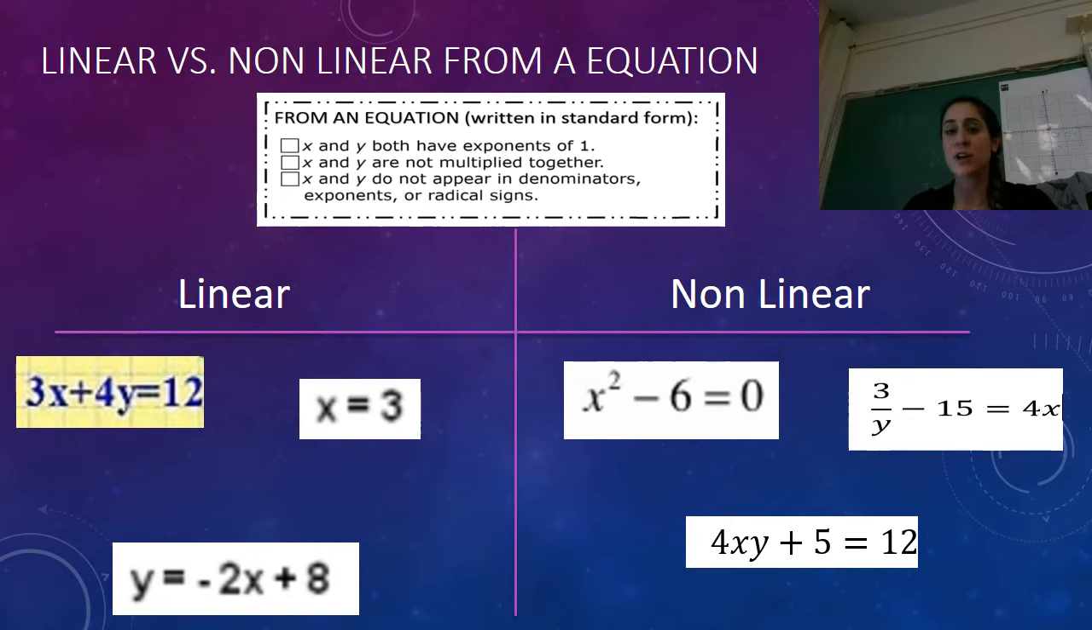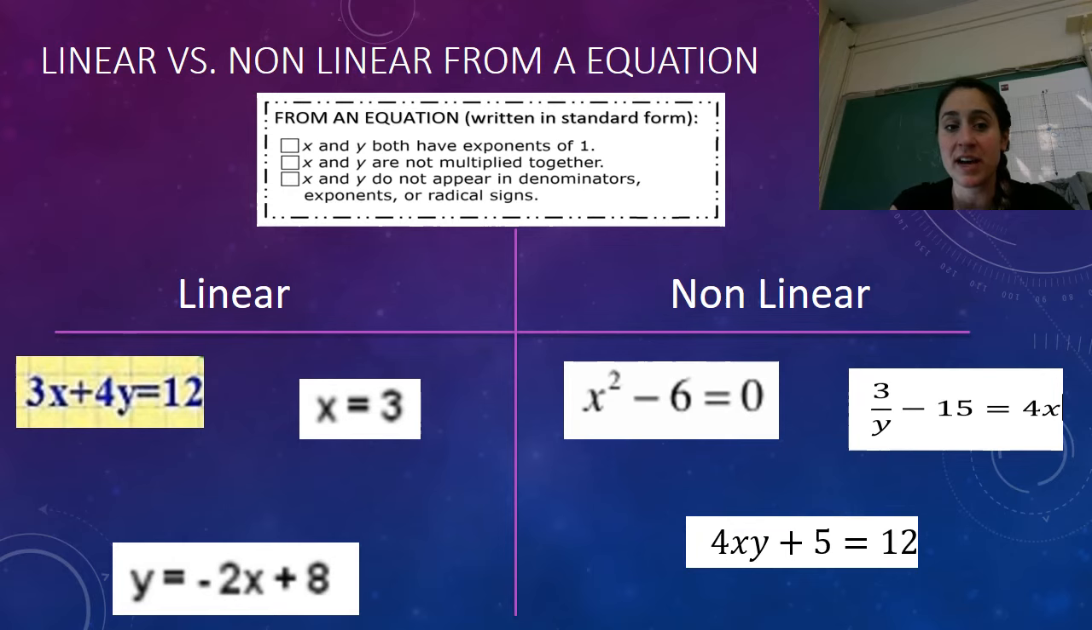Okay, so the last one we're going to talk about today is from an equation. As you can see again, I separated it as linear and nonlinear. Before you can do this, you really do need to memorize the reasons why something's linear and nonlinear. As you can see here in the first example, it says x and y both have an exponent of 1. Also, the second thing you need to check for is x and y are not multiplied together. And the last thing you need to check for is x and y do not appear in the denominator, exponents, or the radical sign.